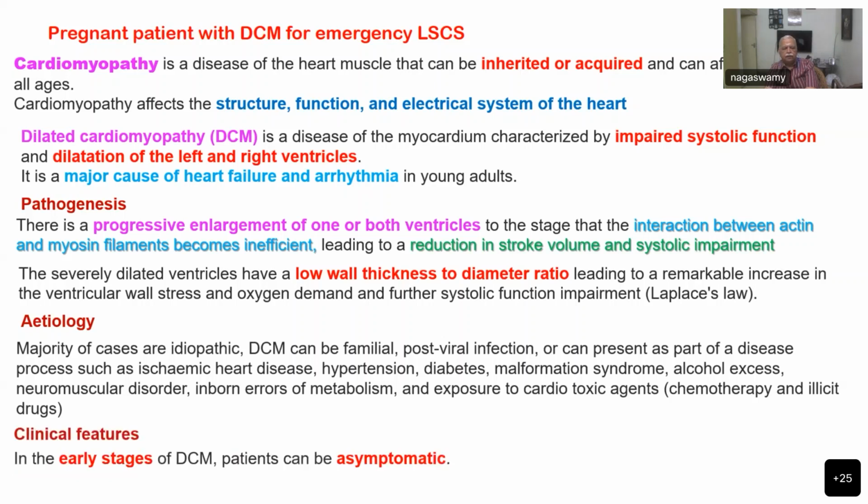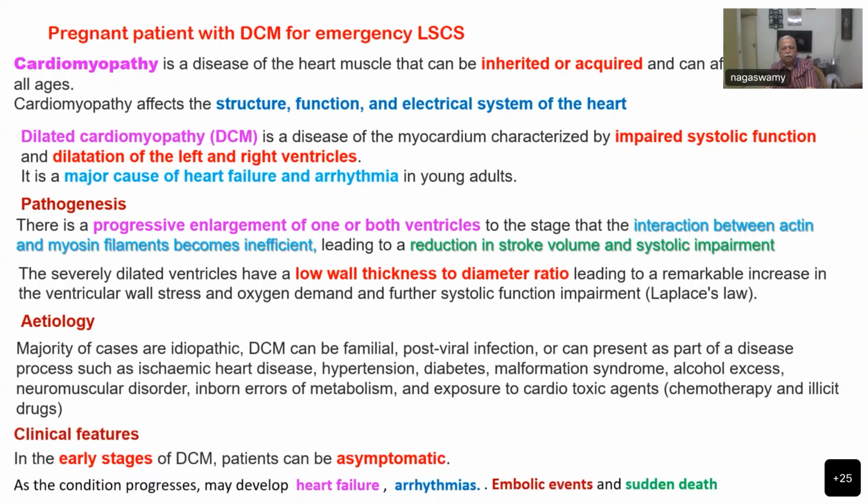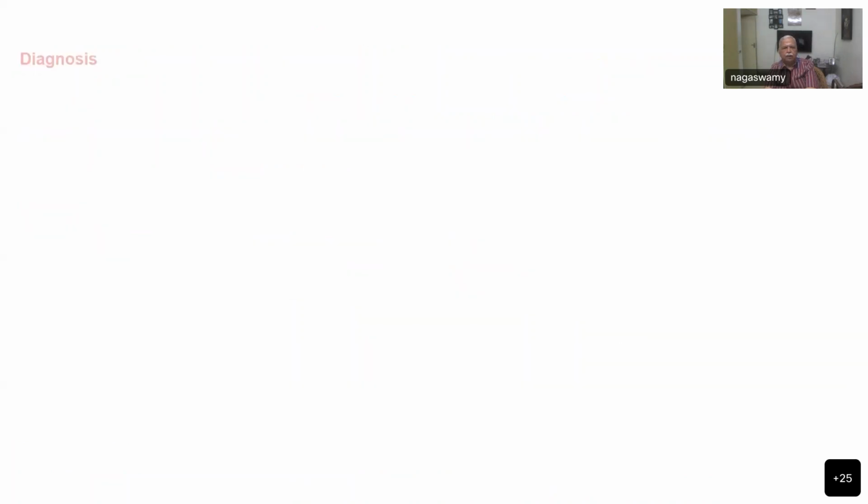The clinical features: in the early stages of DCM, patients may be totally asymptomatic. That is a very deceiving picture that you will get. As the condition progresses, patient may develop either heart failure or arrhythmias. There may be embolic events and sudden death also is possible. So these are the 4 presentations that you may have.